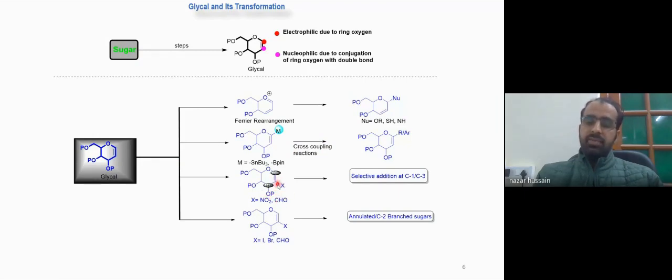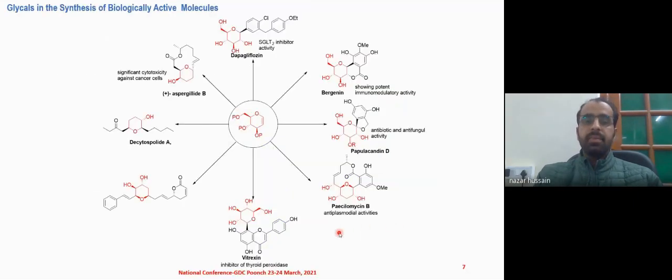So if we have a functional group at the C2 position, like X can be a nitro or formyl group, the electron withdrawing effect of this group imparts a different reactivity at the C1 and C3 positions. So a selective formation of different branched sugars at C1 and C3 could be possible. At the same time, if we have a halo group at the C2 position of this glycal, such type of derivative could be utilized for the synthesis of C2 branched sugars and some enolated sugars. So glycal is really an important derivative of carbohydrates.